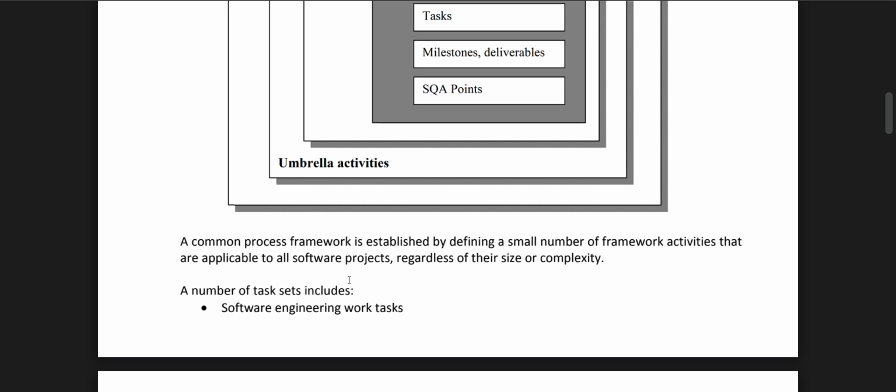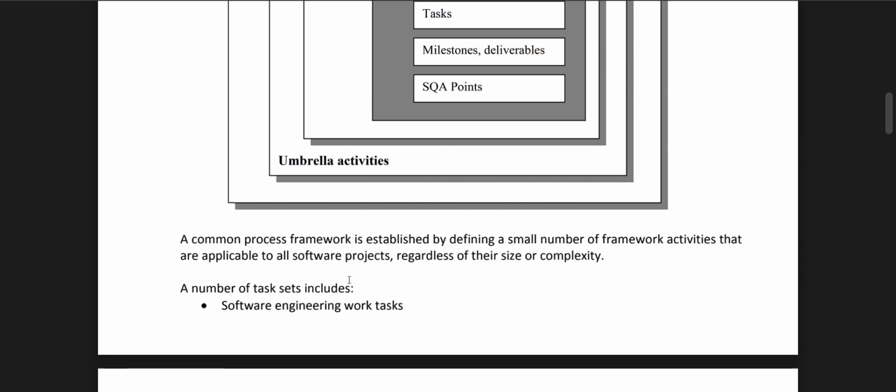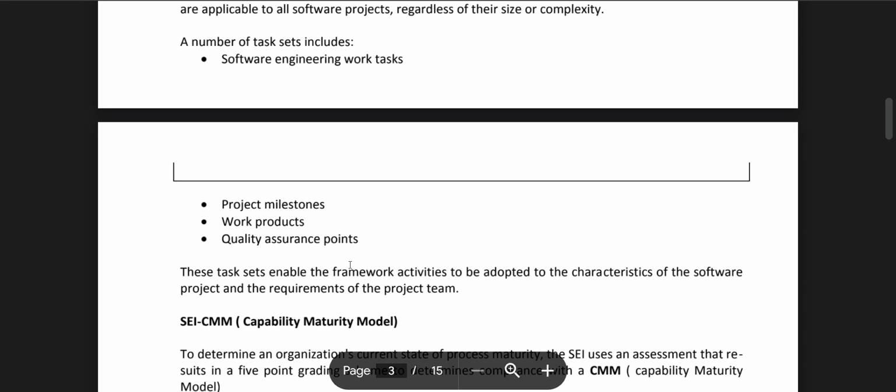A common process framework is established by defining a small number of framework activities that are applicable to all software projects regardless of their size and complexity. The number of tasks in a task set includes software engineering work tasks, project milestones, work products, and quality assurance points. This task set enables the framework activity to be adapted to the characteristics of the software project and the requirements of the project team.